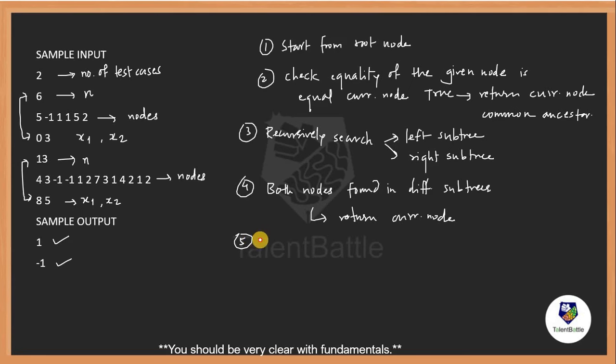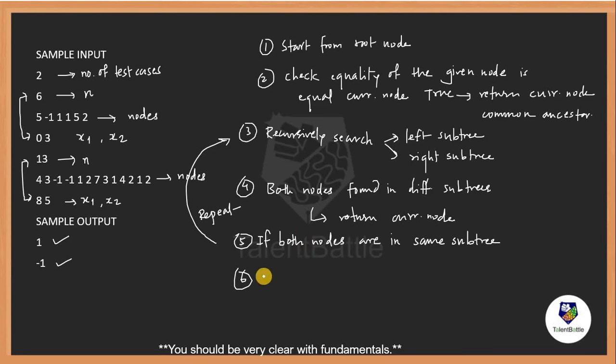Now the second possibility is, if both the nodes are in the same subtree, then you have to repeat this recursive search till you reach the new current node. So from here, you will recursively go with this step, repeat. And the last case, if neither node is found in the current subtree, you have to return the null value. But in our case, we have to return -1, which indicates that there is no common ancestor.